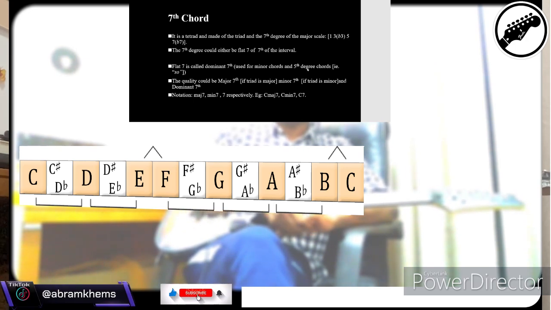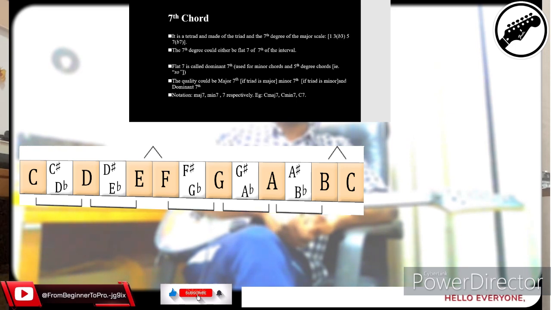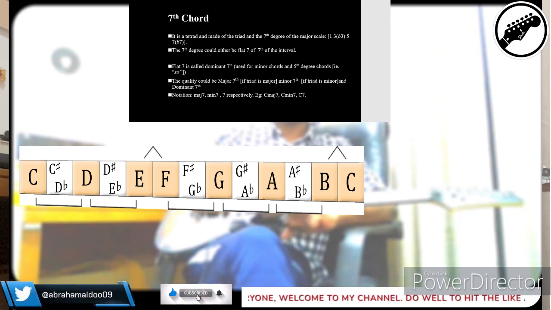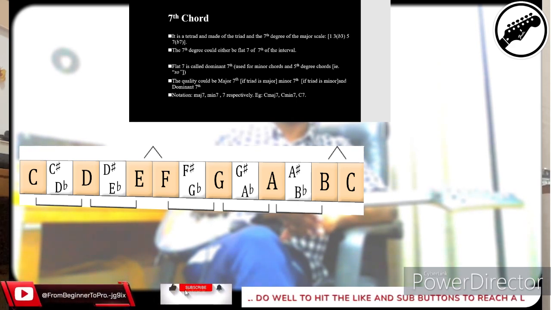All right. So the seventh chord is a tetrad, like I explained earlier on, and it's basically made up of the triad, and then just adding the 7th degree of the major scale. So the 7th degree could as well be the flat 7, which is the minor 7th, or the major 7th. Okay, so this is where the intervals play a very major role.